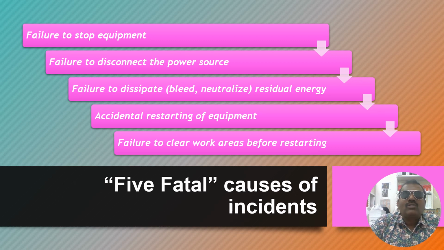Five fatal causes of incidents: wherever you enter a commissioning or a running plant, O&M of any industry, these are the main 5 fatal causes. For example, failure to stop equipment, failure to disconnect the power source, failure to dissipate the residual energy, accidental restarting of equipment, failure to clear work area before starting. Hope everyone understands this. It's a very easy terminology. If you want an example, I can give some examples for this one in video format.